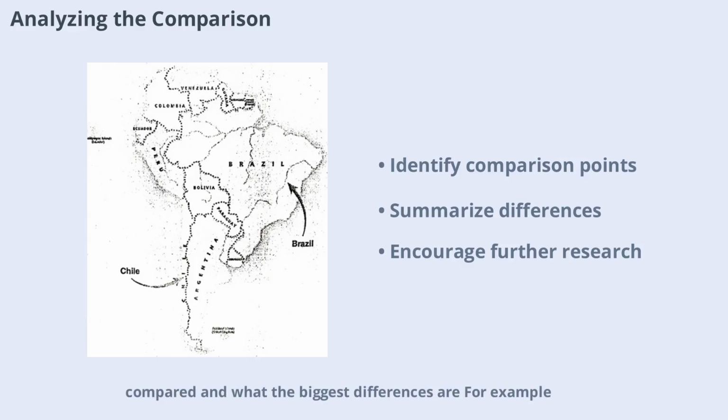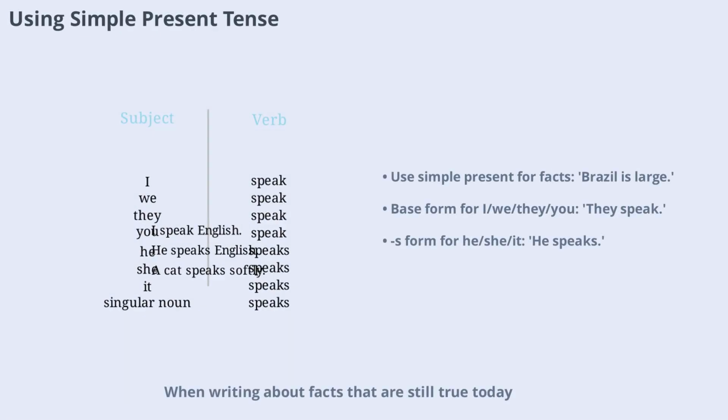After reading a comparison paragraph, it's important to identify what is being compared and what the biggest differences are. For example, in the Chile and Brazil paragraph, the three main points are geography, population, and language. You might also be asked to list other things you know about each country, which helps deepen your understanding and encourages further research.